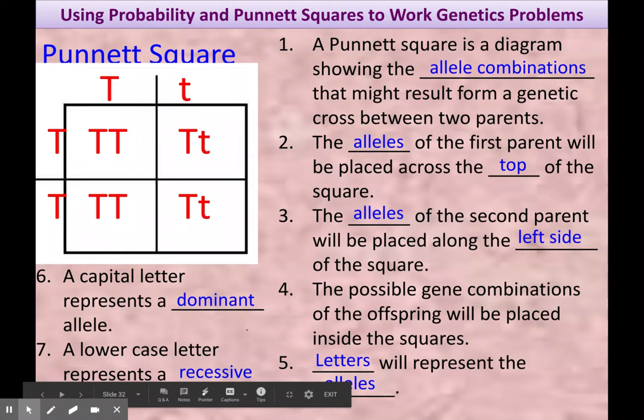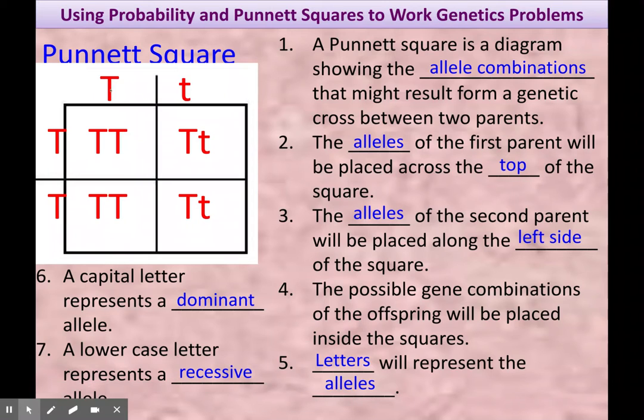So if we look at the offspring for these two parents, the father in this case would be a tall plant, but it carries that trait for the dwarf. And the mother plant would be homozygous for tall. They're going to produce two homozygous tall and two heterozygous tall plants.